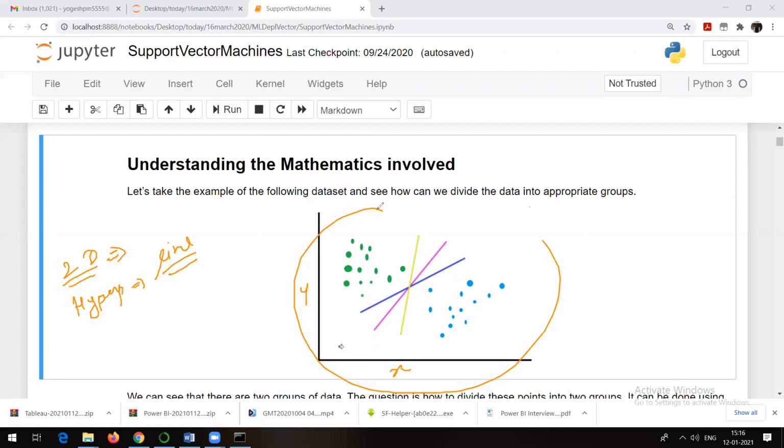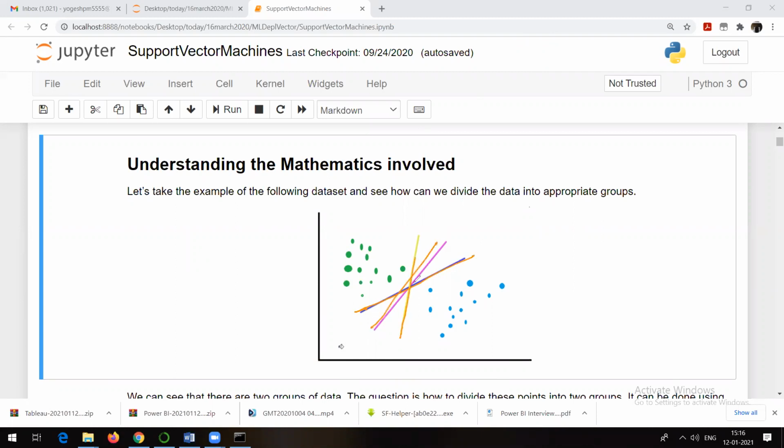But to divide this complete data into two parts, there can be an infinite number of hyperplanes possible. It can be this, it can be this, it can be this, and so on. So our task is to find the correct one. All these are hyperplanes, and intentionally they are shown in different colors. Here we have shown only three. If you imagine this as a hyperplane, this will be one group, this will be another group, and so on.